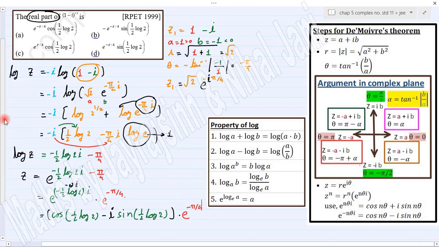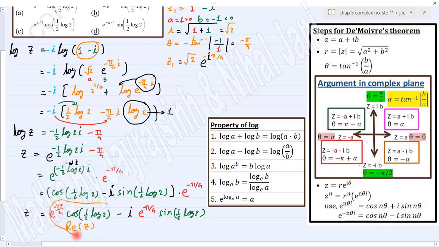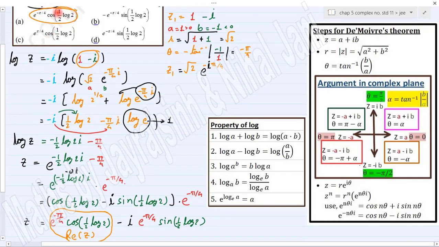Now, if you multiply e raised to minus pi by 4, you will get e raised to minus pi by 4 into cos 1 by 2 log 2 minus i times e raised to minus pi by 4 sine 1 by 2 log 2. So finally, we get our complex number z, and its real part is e raised to minus pi by 4 cos 1 by 2 log 2, which is given in option A.